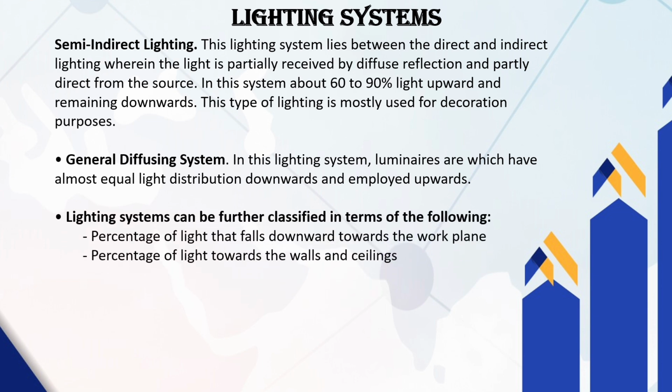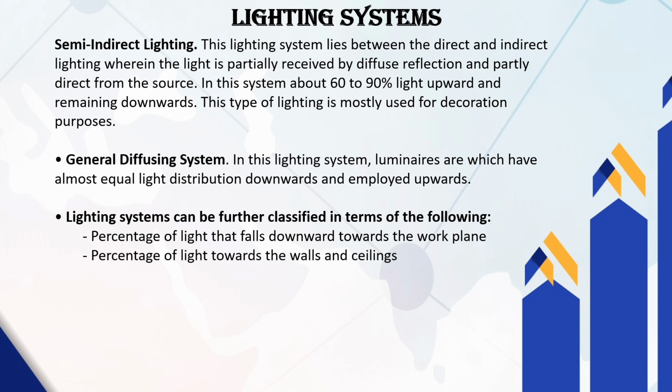Lighting systems can be further classified in terms of the following. First, percentage of light that falls downward towards the work plane. This classification focuses on how much light is directed towards the work plane. Systems with a higher percentage of downward light are ideal for task-oriented activities, while those with a lower percentage may emphasize ambient lighting.